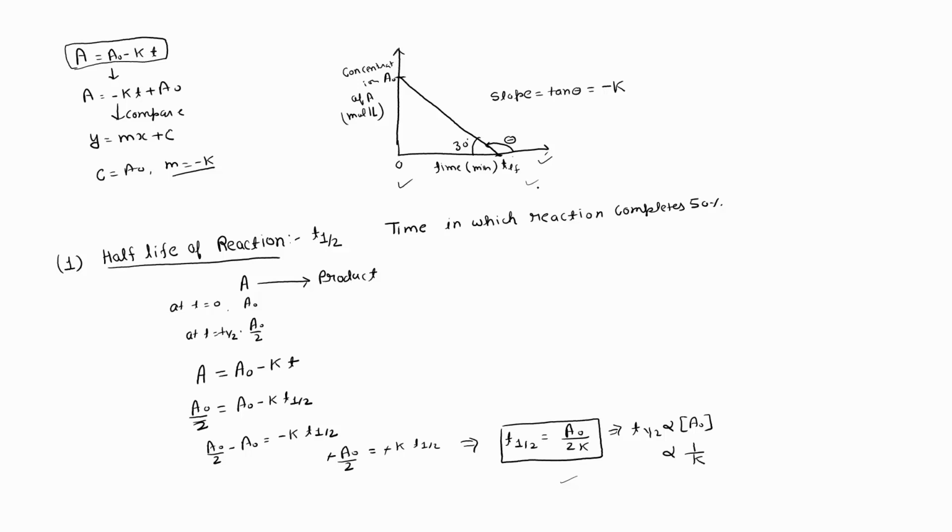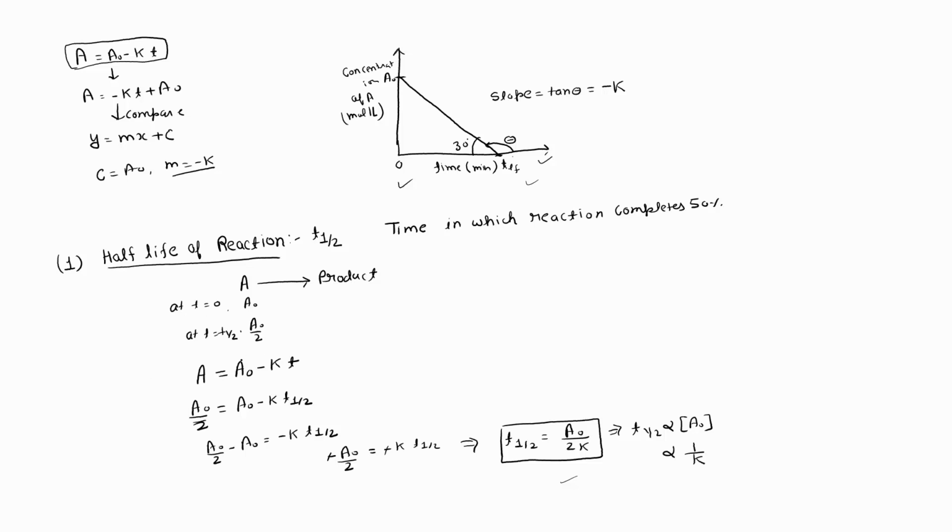Then we talked about the half-life of a reaction. Half-life is represented by t half. What does half-life represent? Half-life means 50% of the reactant is consumed. So at what time 50% of the reactant is consumed, we have to find the t half. As the name suggests, at time t half, if the initial concentration is [A]0, we have left [A]0 by 2.